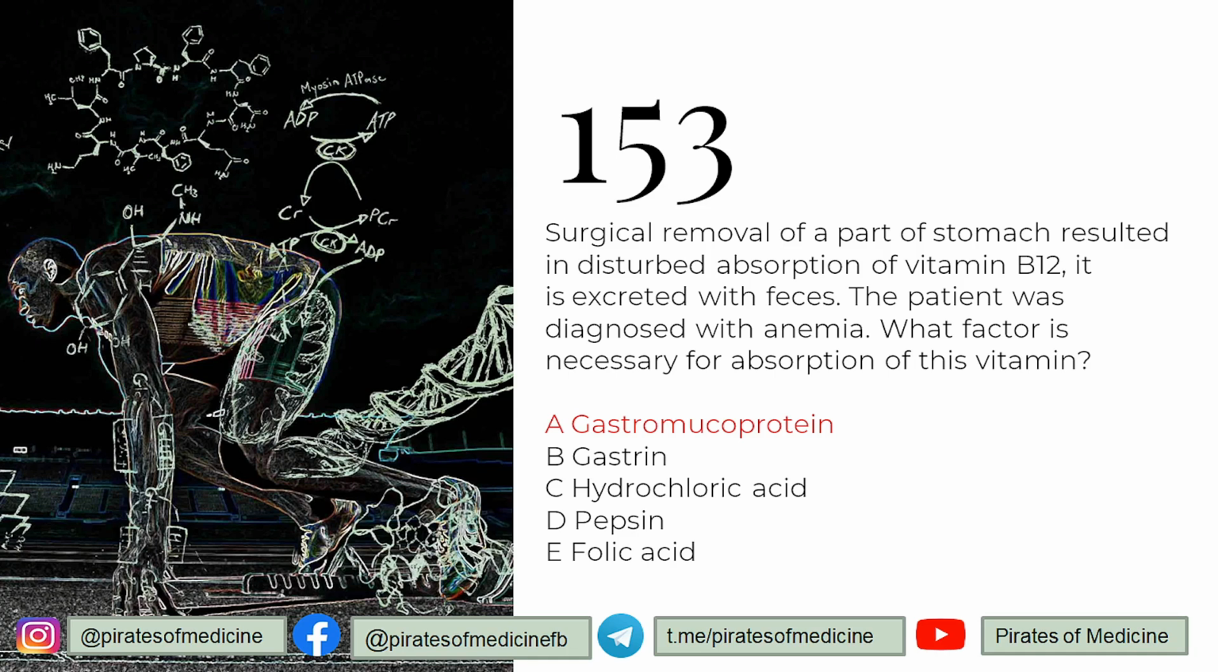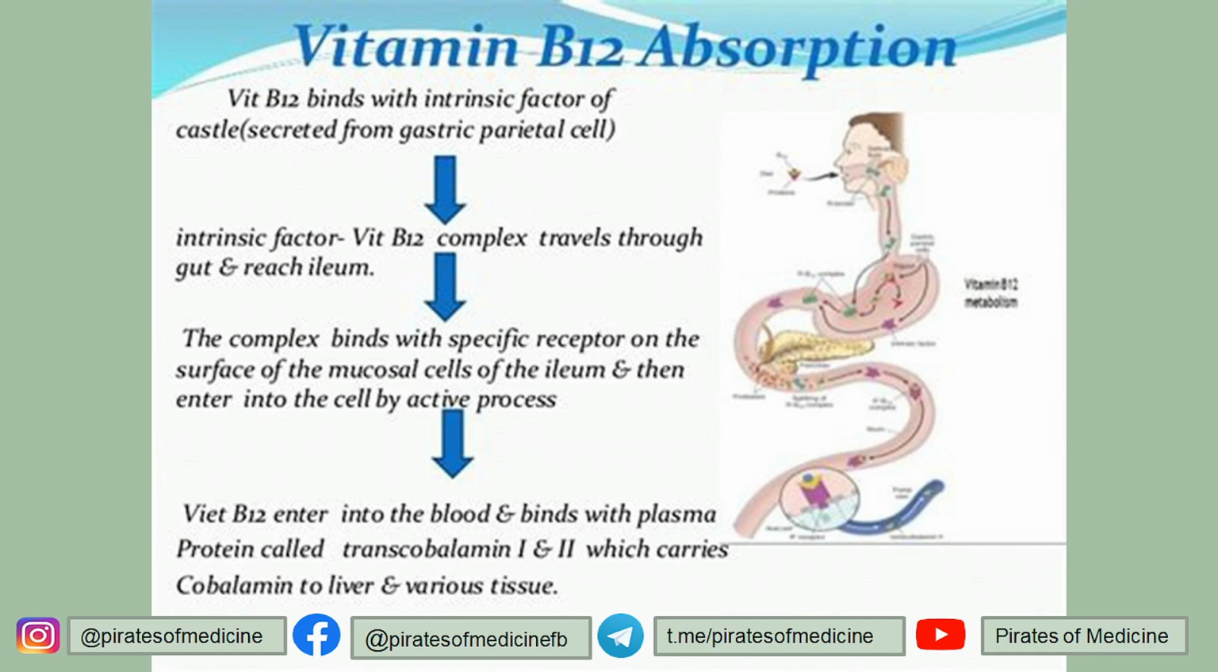153. Surgical removal of a part of stomach resulted in the disturbed absorption of vitamin B12. It is now excreted with feces. The patient was diagnosed with anemia. What factor is necessary for absorption of the vitamin B12? So vitamin B12 absorption occurs with the help of a special factor called Castle's intrinsic factor.